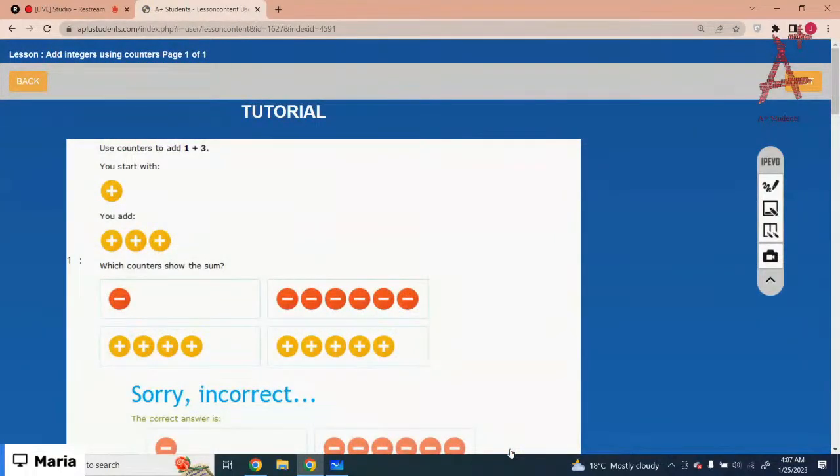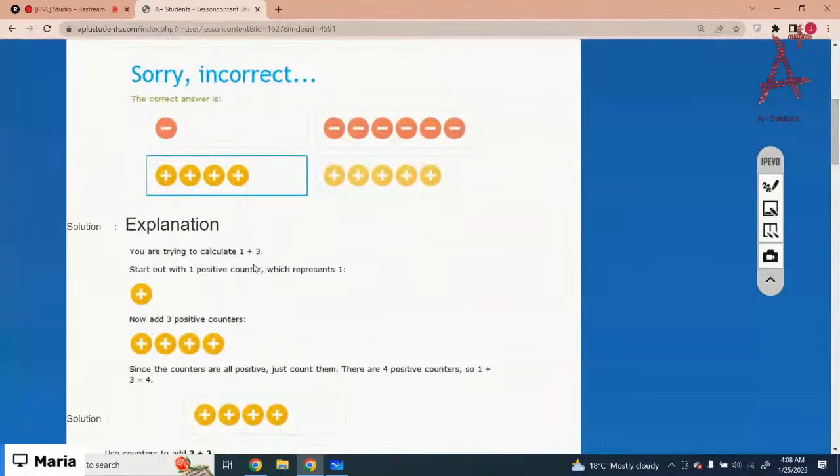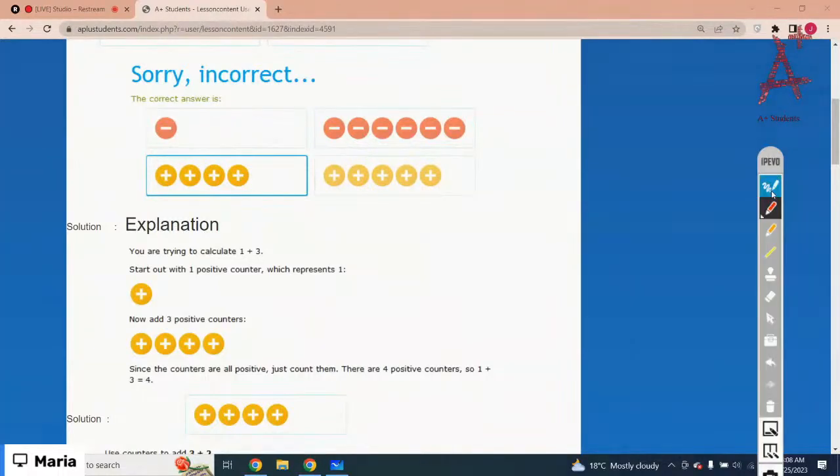Okay, so let's start with the first question. Use counters to add 1 plus 3. So we have to use the counters to add. Got it? You are trying to calculate 1 plus 3. Both the numbers are positive, 1 and 3. That means you have the positive counters.